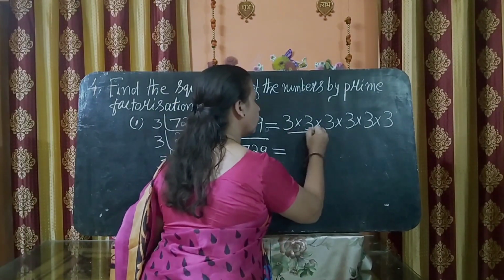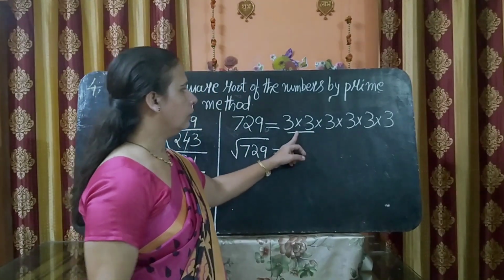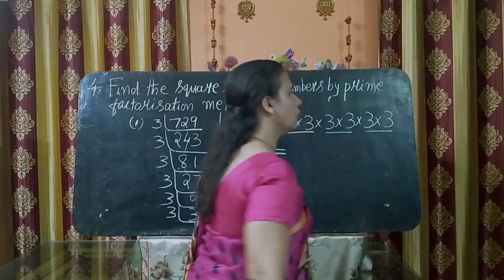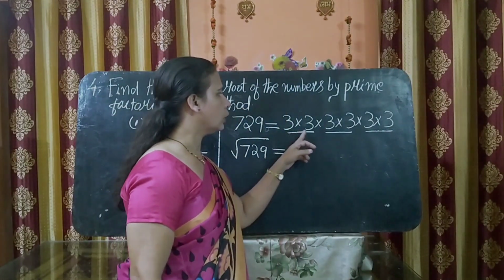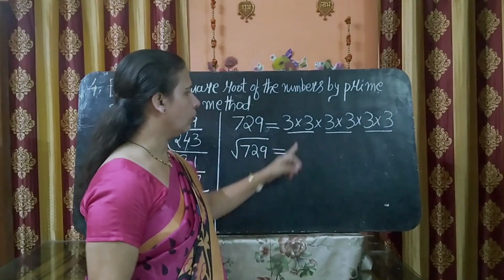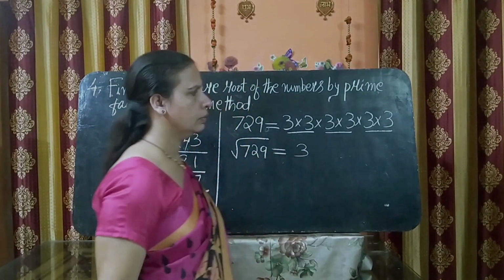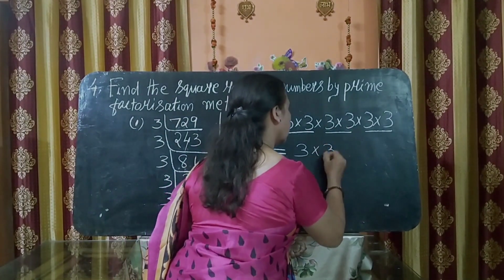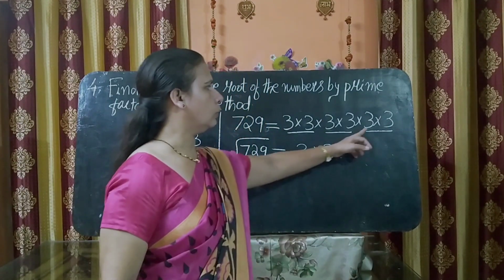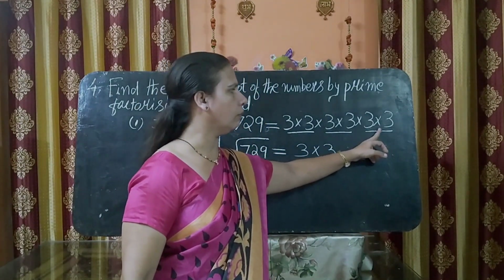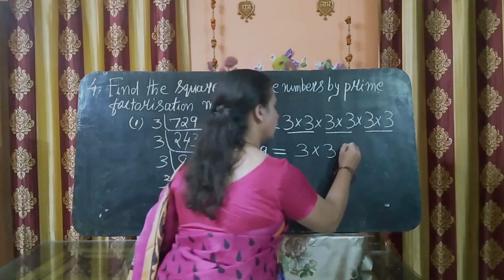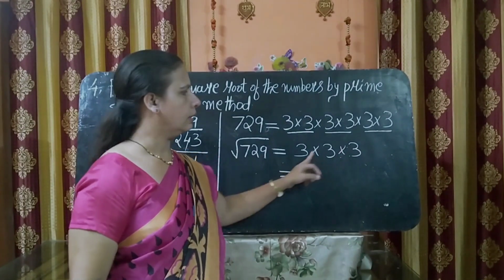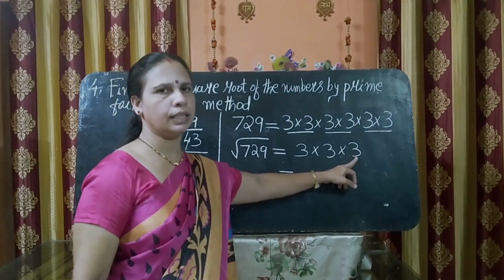Make these two 3s one pair. Again two 3s one pair. Again make these two 3s one pair. From each pair, take one 3. Then multiply these 3s. 3 threes are 9. 9 threes are 27.